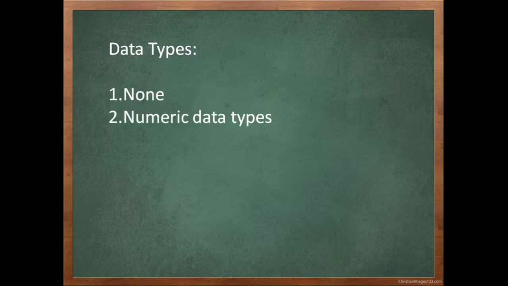Now I would like to talk about data types of the variable. None. If we haven't stored any type of value in a variable, we just declare the variable, then the data type of the variable is None. Let's come to numeric data types. What are numeric data types? Integers, float, complex. All these come under numeric data types.